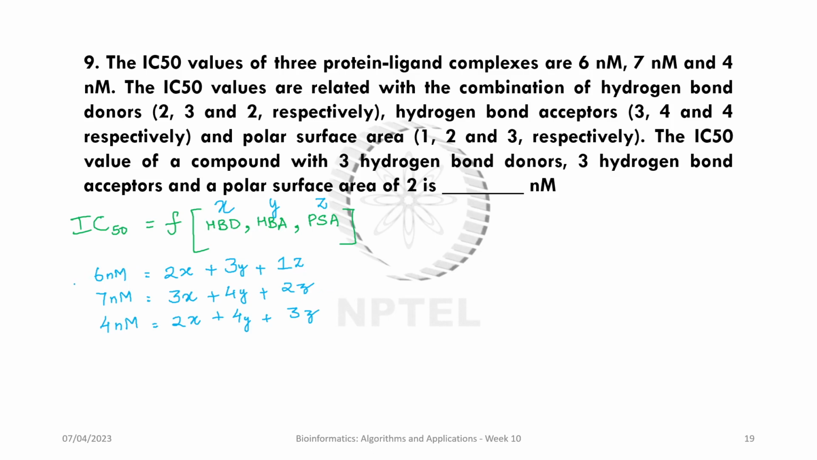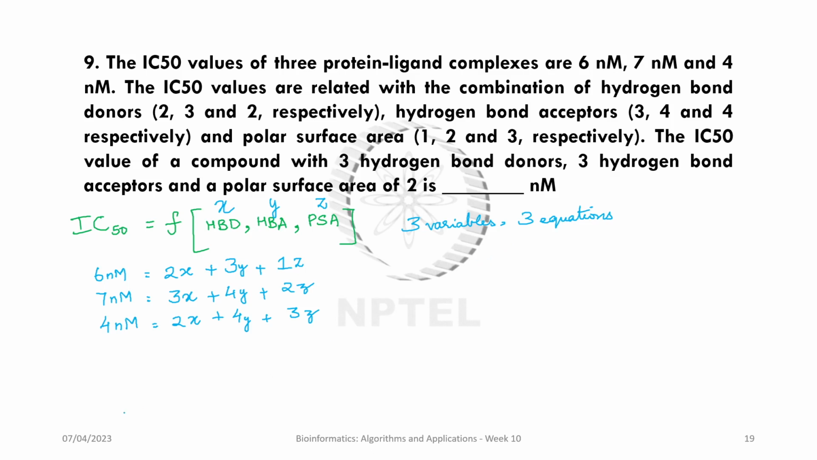Now you have to see each of these equations as a combination of three components. So 6 nanomolar of IC50 is obtained when you have this equation of 2x plus 3y plus 1z. Similarly, you have all three components, hydrogen bond donor, acceptor, and polar surface area, contributing to a 7 nanomolar IC50. Alright, so you have three variables and three equations, therefore it is easily solvable, right?